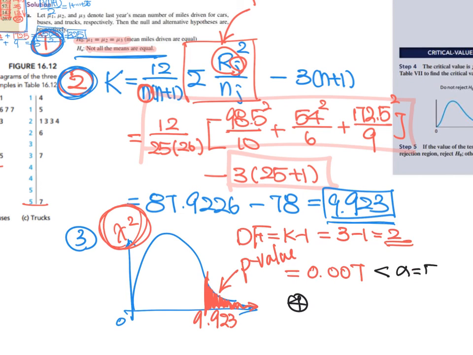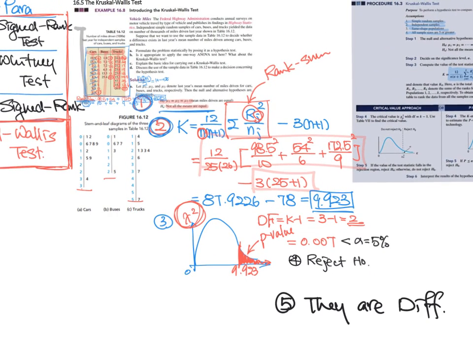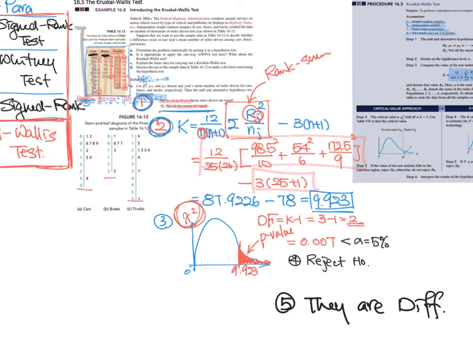Now we can make the decision. It's less than alpha 5%, so we reject the null hypothesis. Then what will be the conclusion? The conclusion is that they are different. Who is different? The mileages. The mileages among the three groups, the cars, buses and trucks, are different. I can see the rank sum of the trucks is the most, so simply I can say the mileage from the trucks is the most, and the mileage from the bus is the least, right? Anyway, we reject it, and we can conclude they are different.